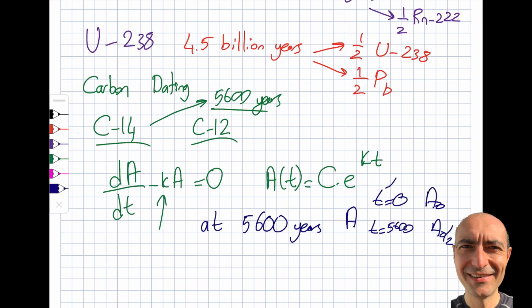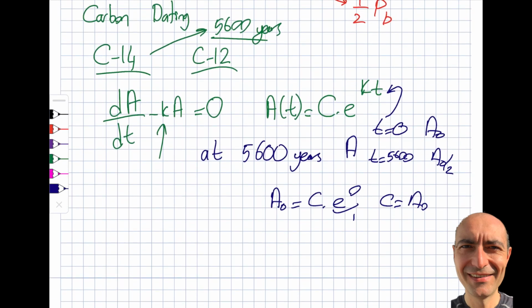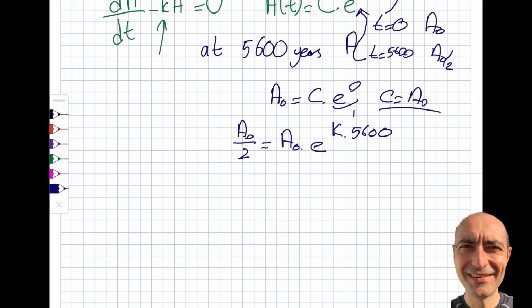So if I just plug t equal to 0 over here, what will I get? You get A0 is equal to C times e to the power of 0, which is 1, right? So I get C is equal to A0, all right? And if I use the second condition that I have here, I plug in the same way. I will get A0 by 2, and as C is equal to A0, I can write A0 times e to the power of k times time, 5,600, right? So you can see this is 1/2, so these cancel. I get 1/2.